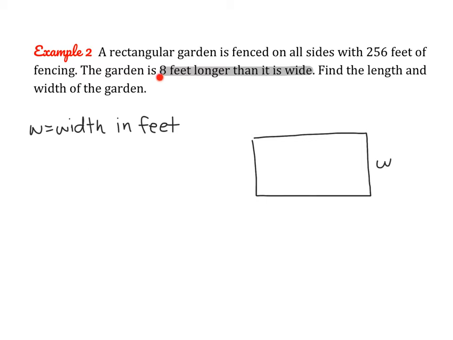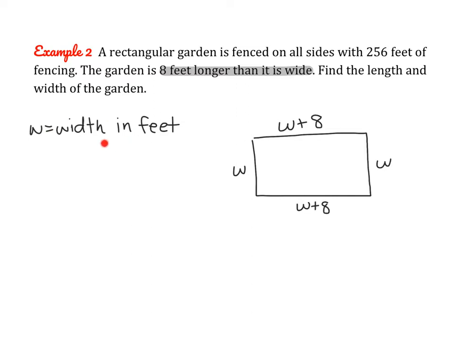And it says the garden is 8 feet longer than it is wide. So that means this distance is 8 feet longer than this distance. So we can call this W plus 8. Now we know that for rectangles, the opposite sides are congruent, so we can label these as well.